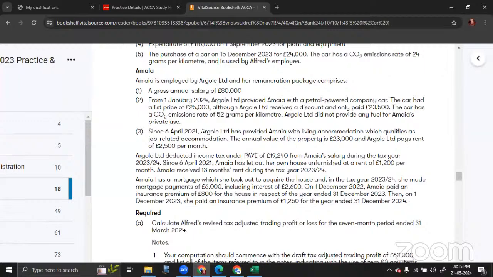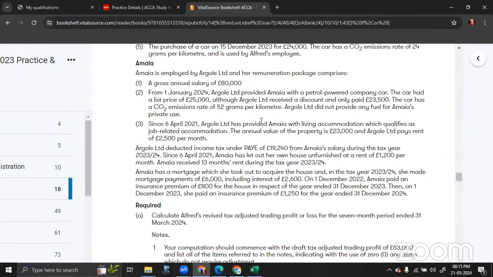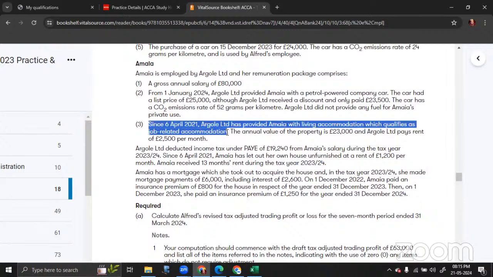So you can calculate your car benefit using the information. There was a living accommodation benefit, but it qualified as job-related accommodation.